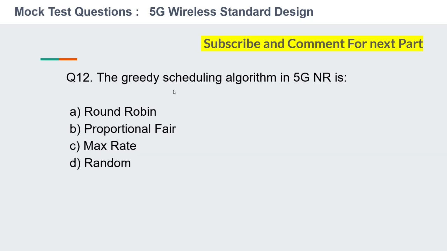The greedy scheduling algorithm in 5G NR is, so these are the options: round robin, proportional fair, max rate, random. So your time starts now. And the answer is C, max rate. Now let's go to our question number 13.